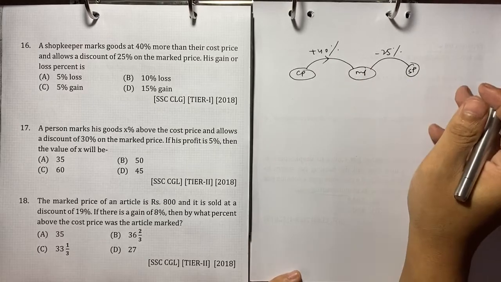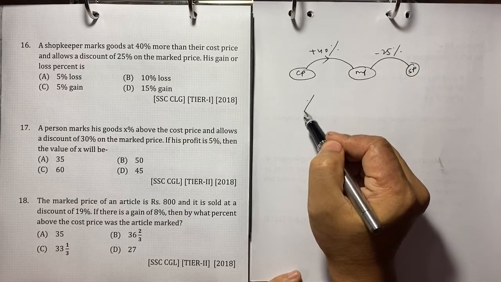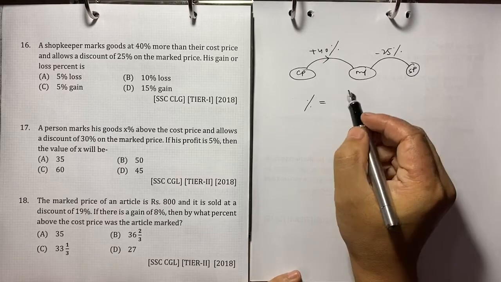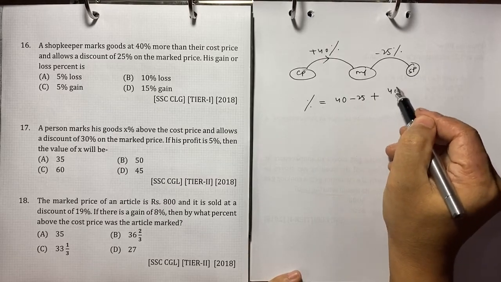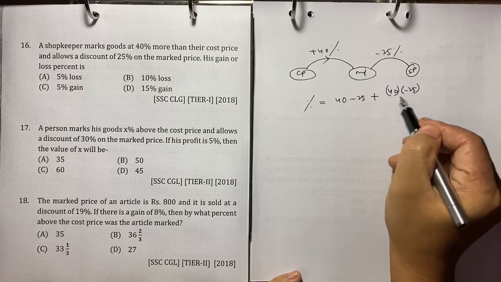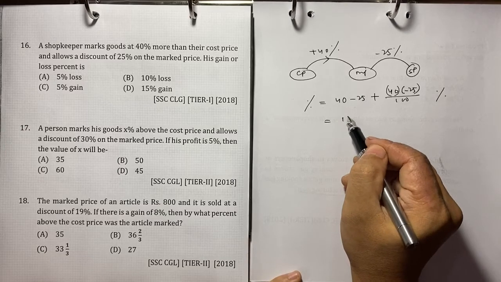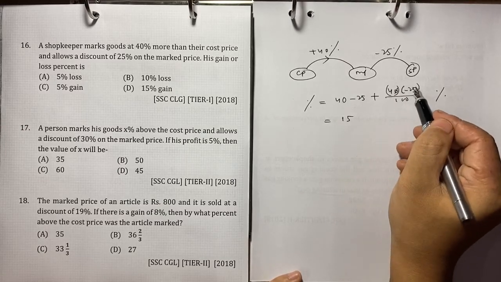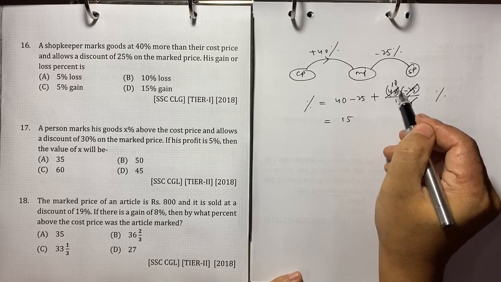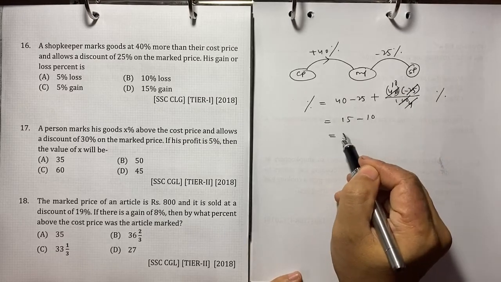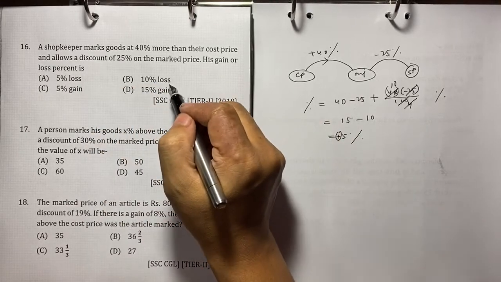The question asks for profit or gain percentage, so we find the total percentage change. This will be 40 plus minus 25 plus 40 into minus 25 divided by 100, so this will be 15 minus 10. So plus minus minus 10 equals 5%. In this case the sign is plus, so it has to be a 5% gain.